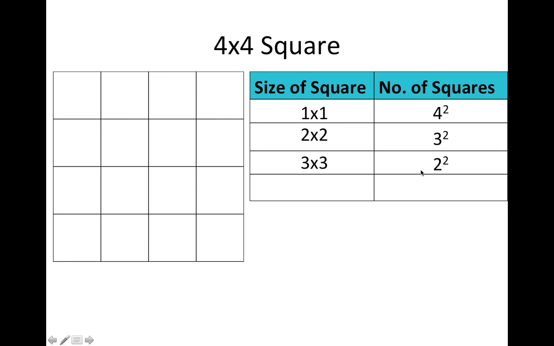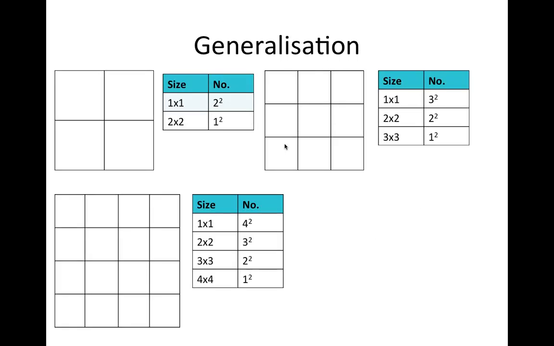Now finally let's see 4 by 4 squares, and since the biggest square is 4 by 4, it's going to be 1 square. So in this slide I have all the three cases that we discussed.